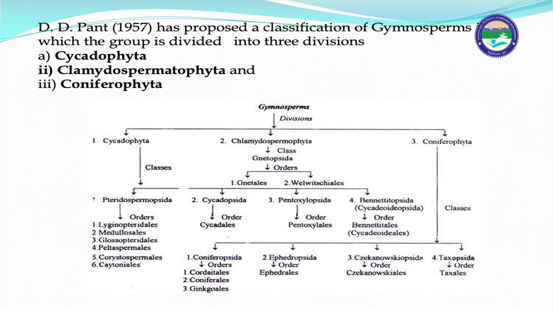The division Cycadophyta includes the classes Pteridospermopsida, Cycadopsida, Pentoxylopsida and Bennettitopsida, which are further divided into orders. The second division, Chlamydospermophyta, includes class Gnetopsida, which includes two orders, Gnetales and Welwitschiales. Similarly, the Coniferophyta includes four classes, which are Coniferopsida, Ephedropsida, Ginkgopsida, and the last one is Taxopsida, which are further divided into respective orders. The division Coniferophyta includes four classes, as I have told you earlier, which are further divided into their respective orders.